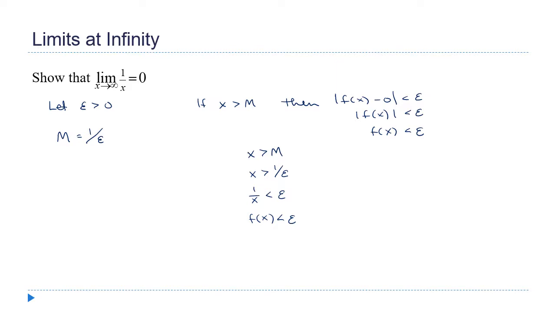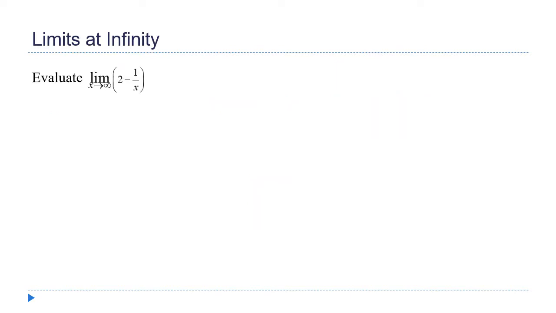Okay, so let's see how I can use this. Let's take a look at this thing. Remember your limit properties. We're going to use those a lot in this section. All right, this limit is the same as the limit as x approaches infinity of 2 minus the limit as x approaches infinity of 1 over x. Okay, the limit as x approaches infinity of 2 is 2. The limit of a constant is always going to be a constant. And we just showed that this second limit is 0. So this limit is going to be 2.